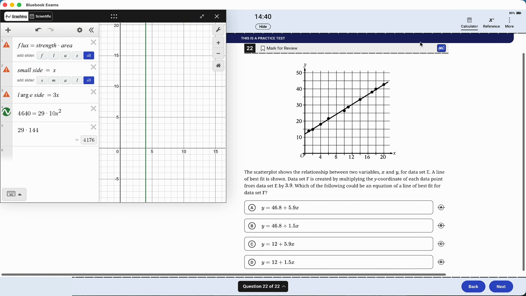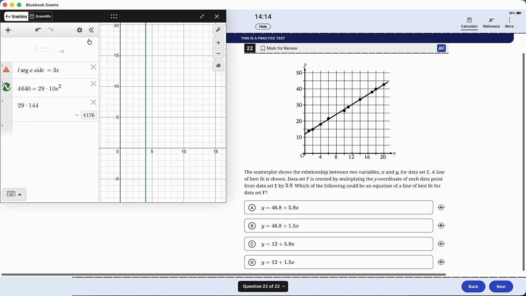Finally, 22 here. This looks like a good one. We see scatter plots a lot, right? So basically it just wants the equation, but let's see. It says a scatter plot shows the relationship between two variables for data set E. A line of best fit is shown. Data set F is created by multiplying the y-coordinate of each data point from data set E by 3.9. Which of the following could be the equation of a line of best fit for data set F?